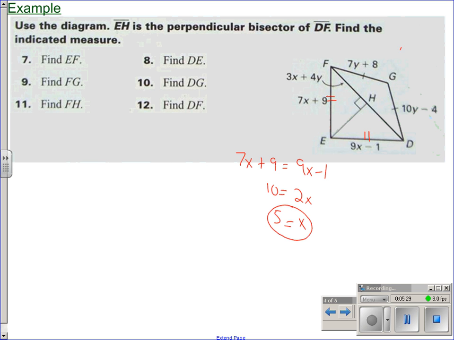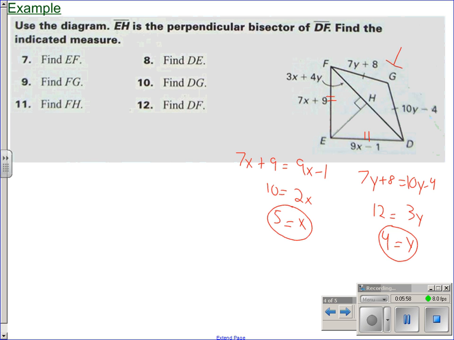Now up here, we're given some y values. We're told segment FG and DG are congruent to each other. Those both contain the variable y. So 7y plus 8 will equal 10y minus 4. Subtract 7y from both sides, add 4 to both sides. We get a y value of 4. Again, not our answer, but we need the information.